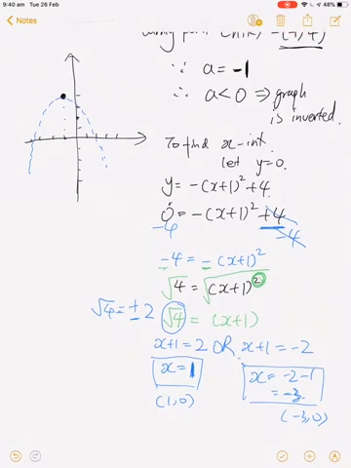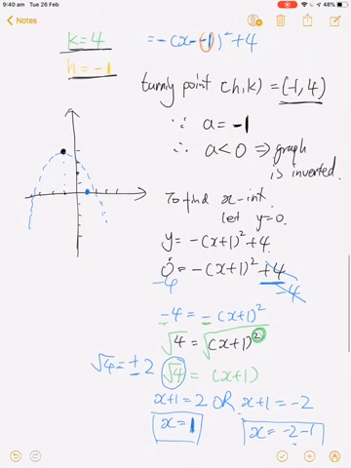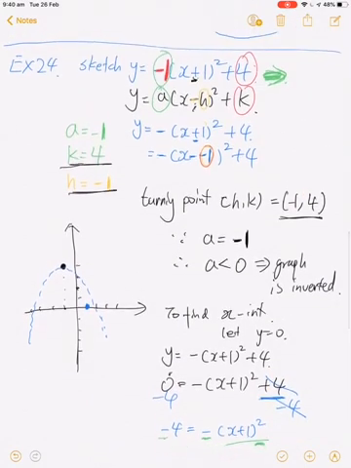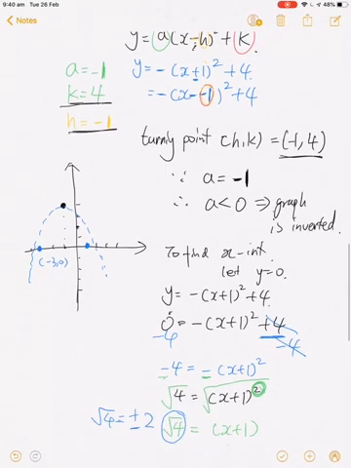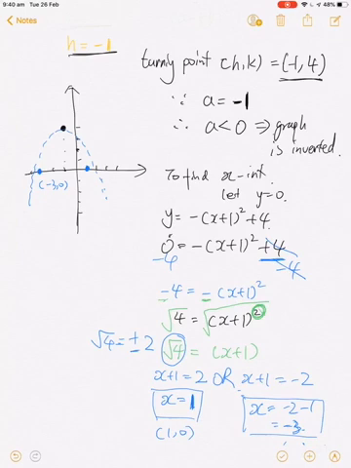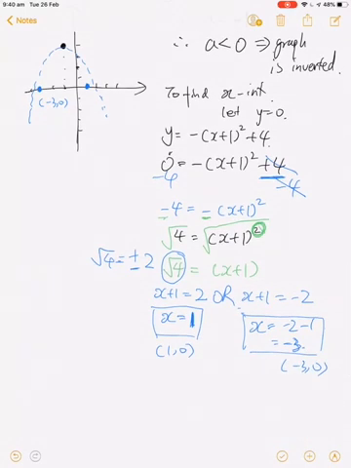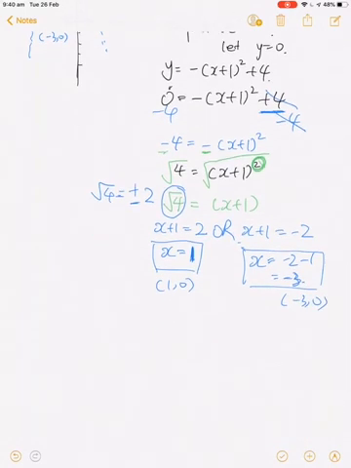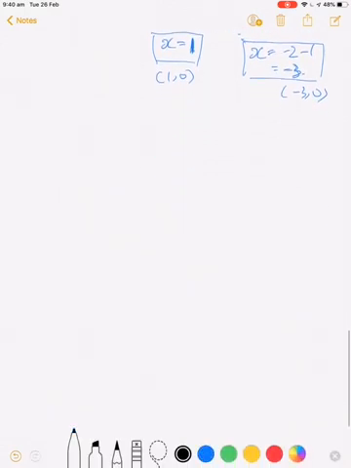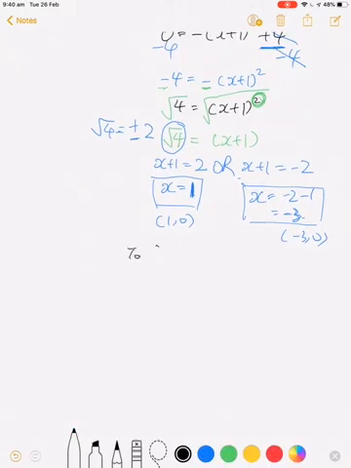Okay, so now (1, 0) is over here, and the (-3, 0) is 1, 2, 3, so that's your negative 3, 0. Okay, so now you find your two x-intercepts. Now remember we said to find the y-intercept, we need to let x equal to 0, okay?